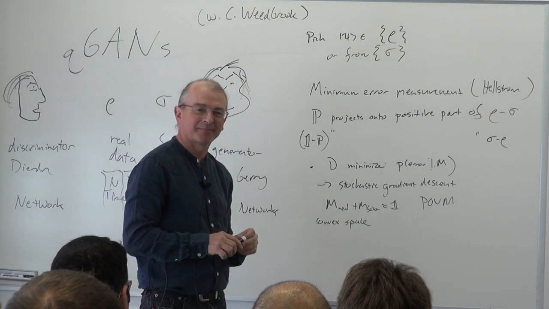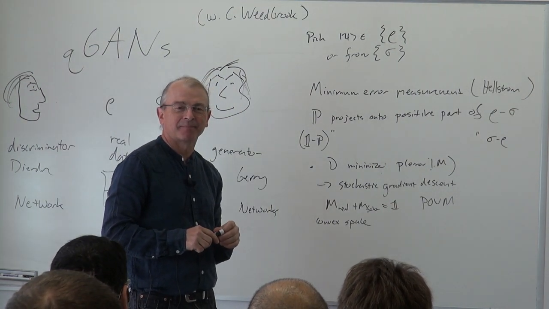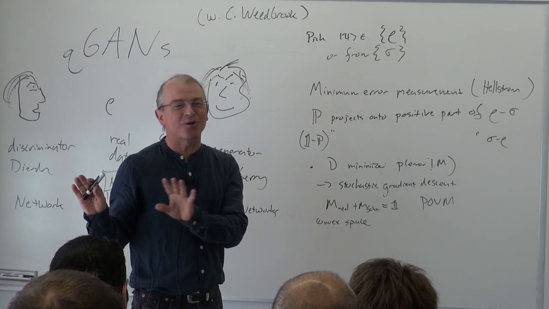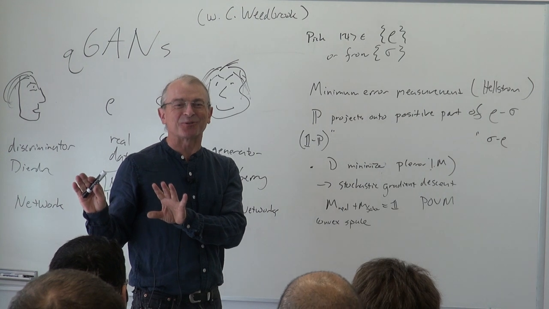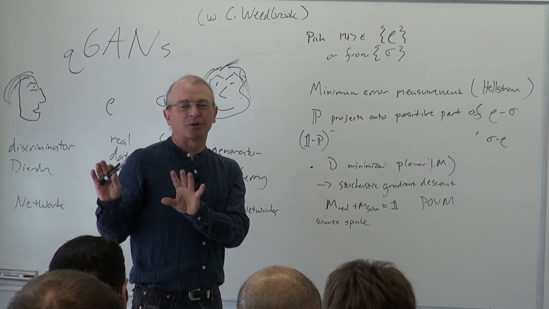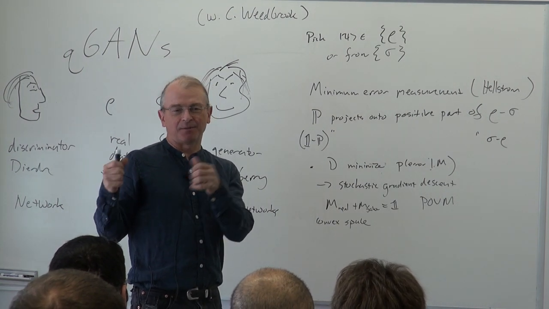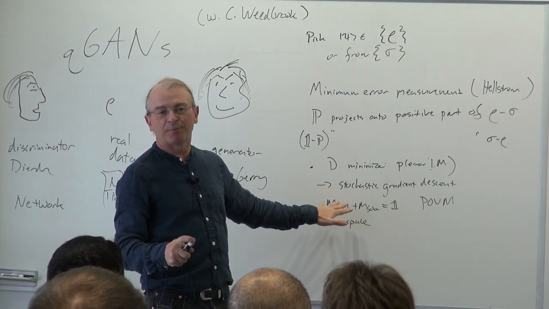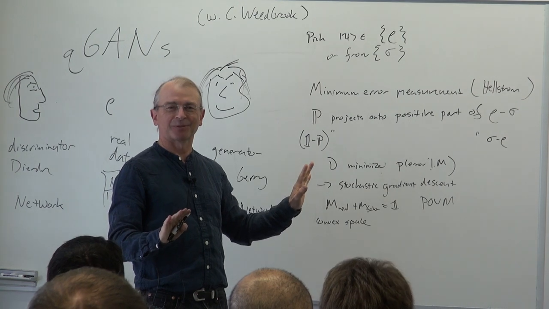So what assumption did you make here to get rid of the local minima? I'm not assuming anything. Again, no quantum networks have been introduced so far. The assumption is merely that the discriminator is able to explore the space of all POVMs. Good. Excellent. Thank you. Right.